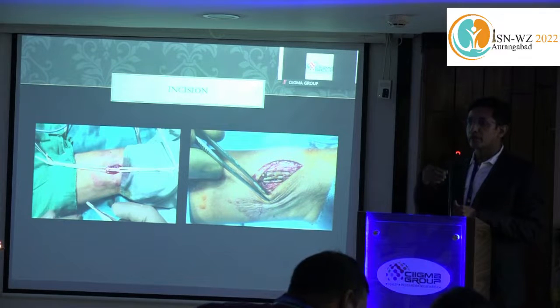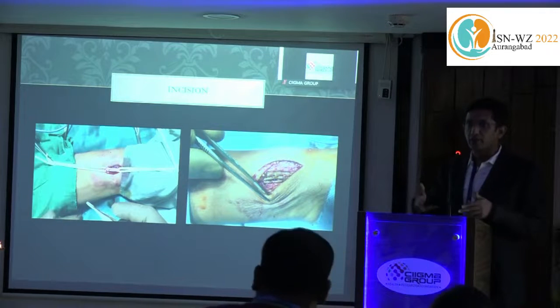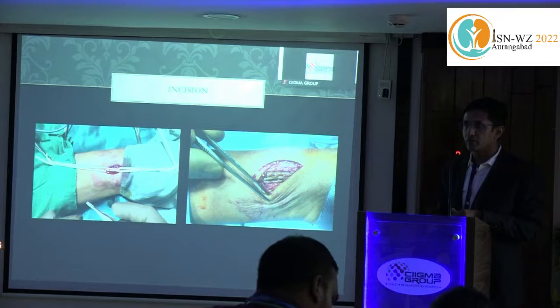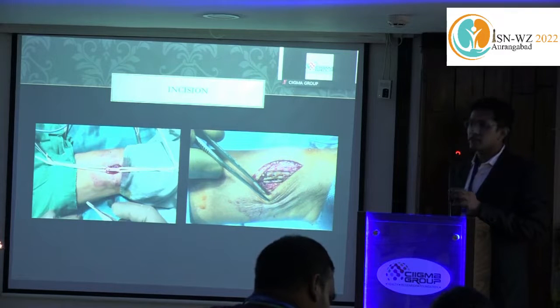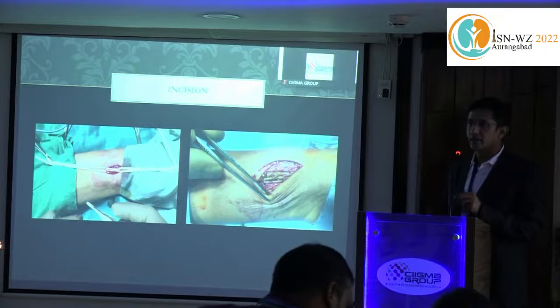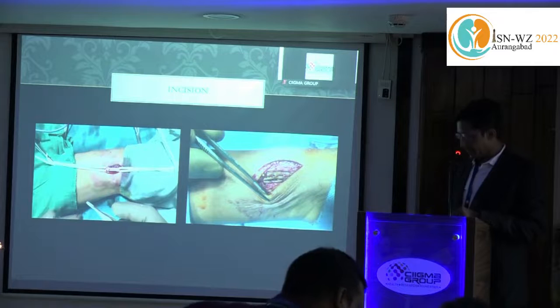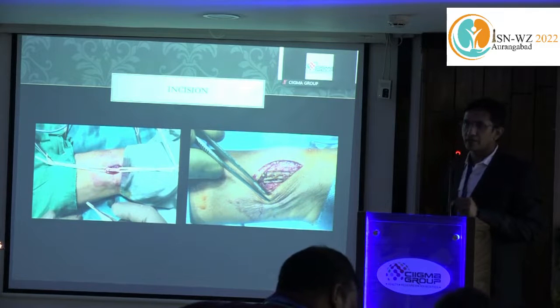You can even visualize the peripheral tributaries, which you can ligate, because they are not going to be useful for future cannulation. So the incision should be adequate enough to mobilize the vessel, see the vessel, and do a good anastomosis without traction, because handling of the vessel is a very important thing.